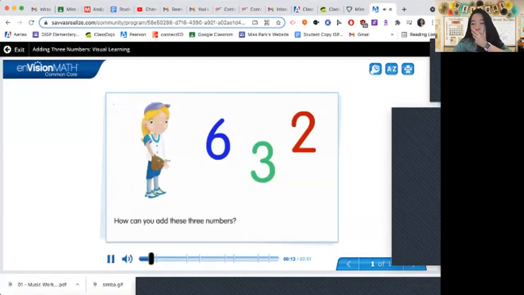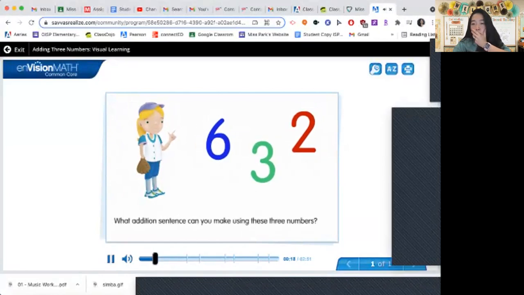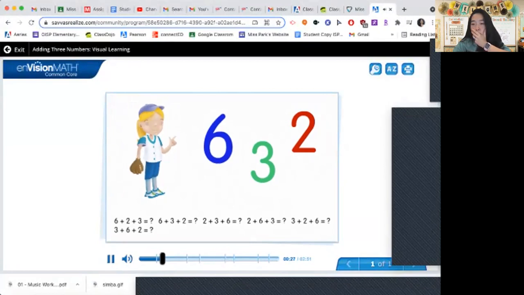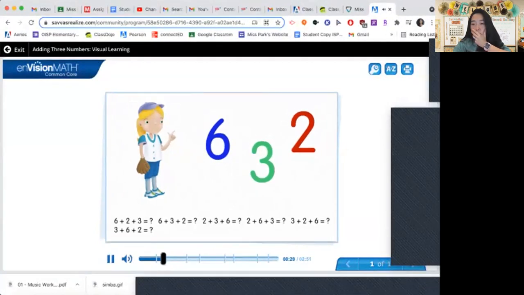How can you add these three numbers? What addition sentence can you make using these three numbers? 6 plus 2 plus 3 equals 6 plus 3 plus 2 equals 2 plus 3 plus 6 equals 2 plus 6 plus 3 equals 3 plus 2 plus 6 equals 3 plus 6 plus 2 equals.